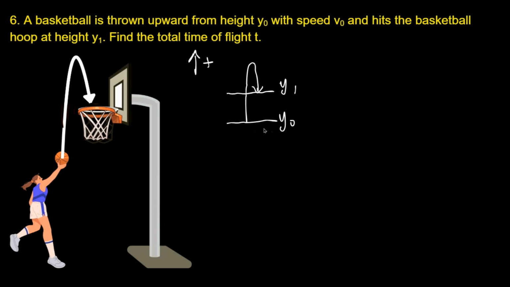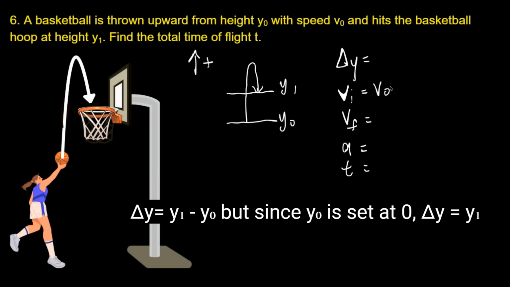We're going to once again start with our variables chart. We're going to write down what we know so far. So what we know so far is that the ball is launched up with a speed of v0, and it hits the basketball hoop at a height of y1. So the change in displacement will be y1. And because this is projectile motion, we know that there's an acceleration down because gravity is pulling down on the basketball. And since up is positive, our acceleration will be negative g. And we're looking for the time, so we'll put a question mark right there.